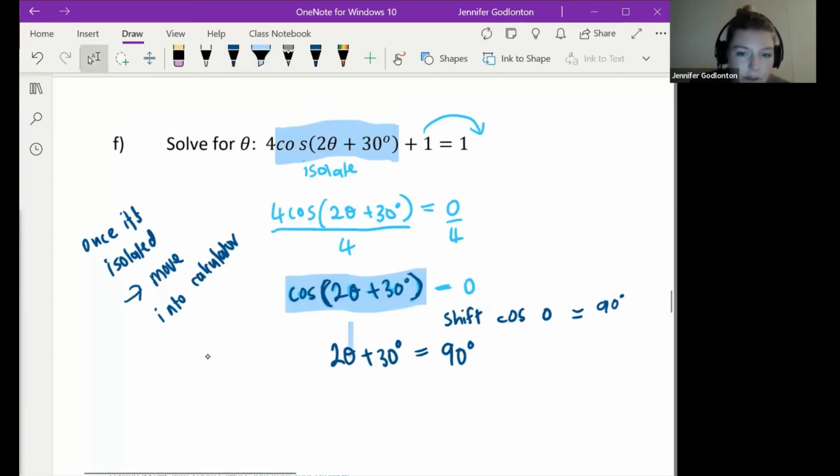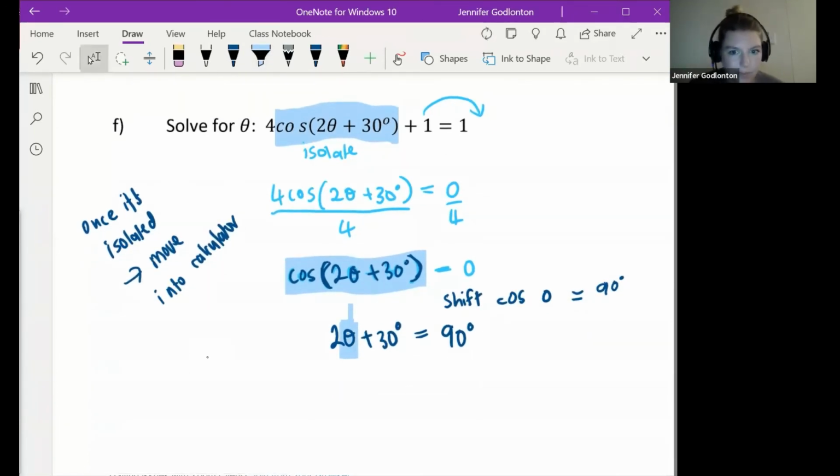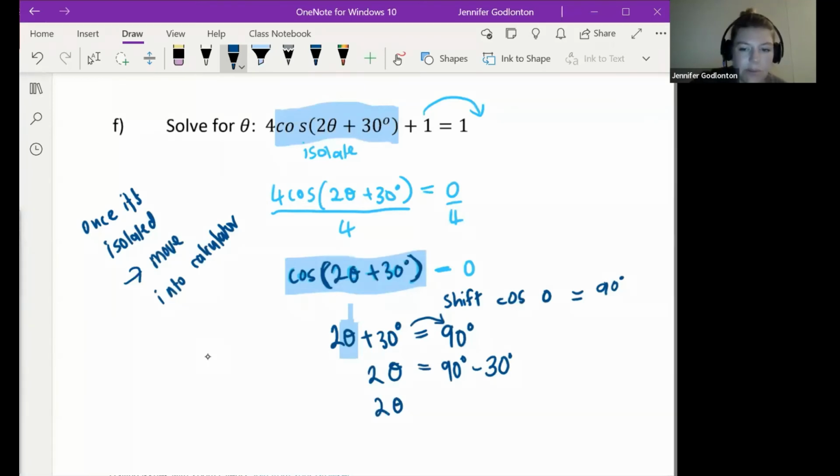Now, what I'm trying to do is get theta to be alone. So the first thing I want to do is move that 30 over. So 2 theta is equal to 90 degrees minus 30 degrees, which means 2 theta is equal to 60 degrees. I want to know what theta is, so I'm going to divide both sides by 2, which means theta is going to be equal to 15 degrees.